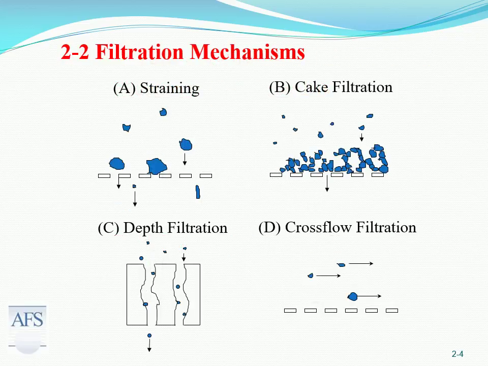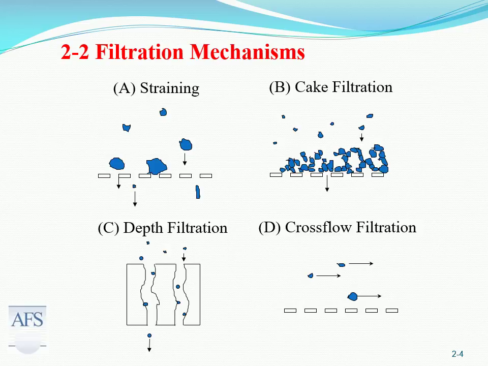This page shows different filtration mechanisms. In A, the mechanism of straining is shown. It is simple. When a suspension is passing through a screen, particles larger than the screen opening are retained and particles smaller than the screen opening can pass. This is the simplest and the commonly perceived filtration process.